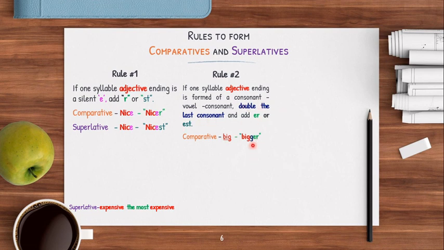And we add ER because we want to form what? A comparative. If we want to create a superlative, we follow the same steps, we just add est. In this case, it must be a different color over here, but it's understood, right? Biggest. So let's continue.